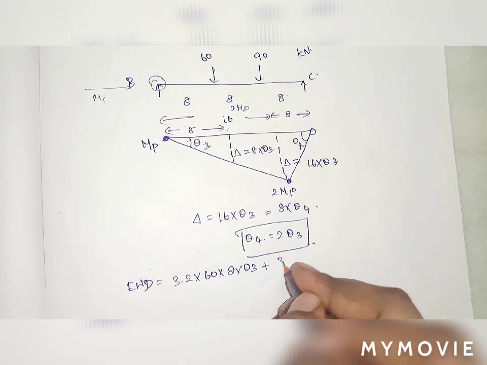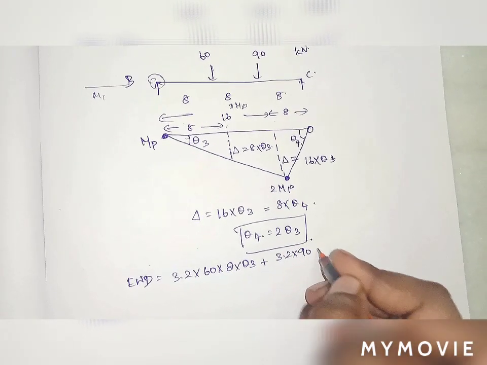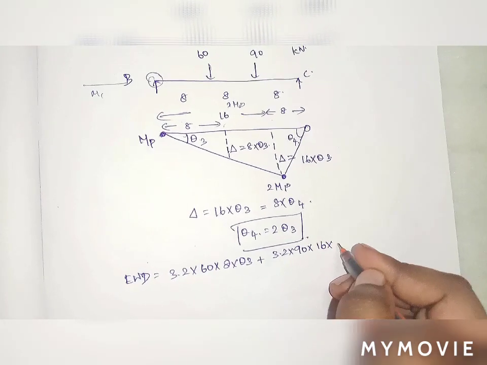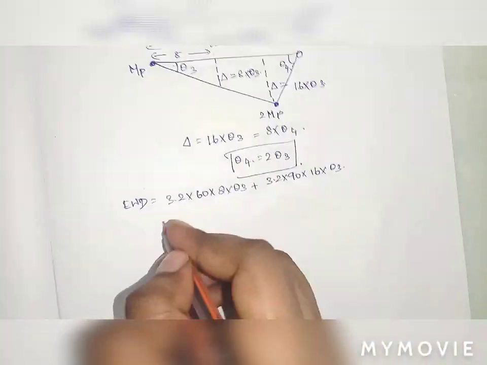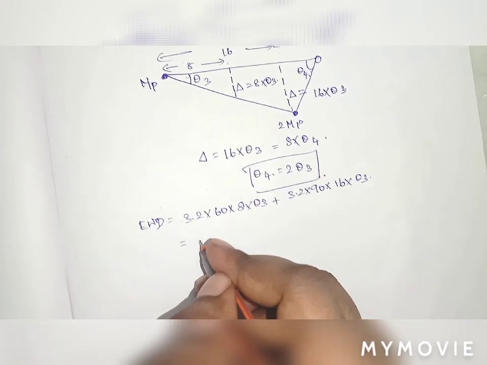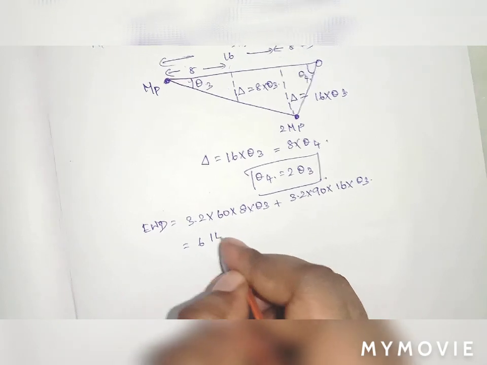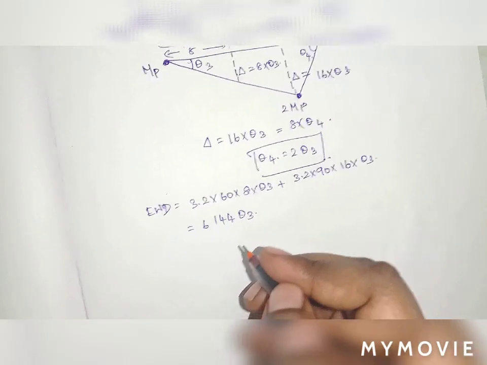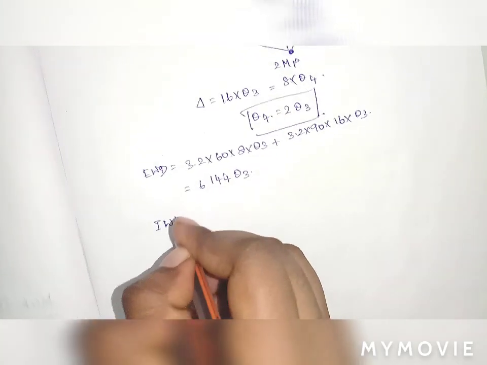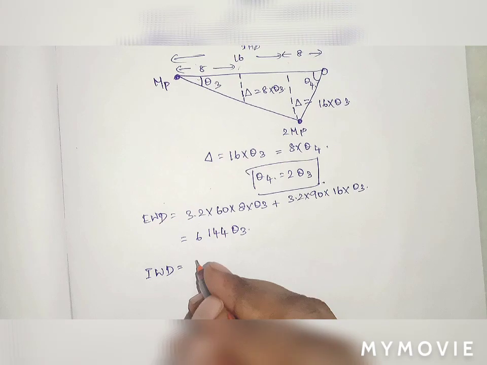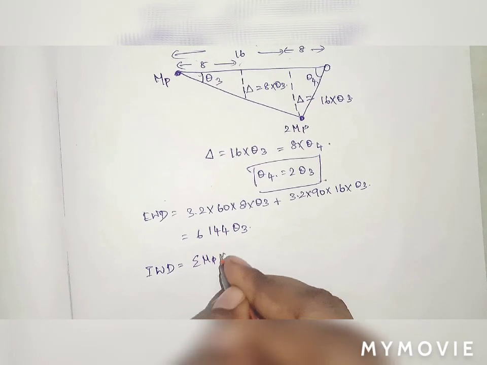Plus the second load 3.2 into 90 into the deflection is equal to 16 into theta 3. Hence you will be getting external work done as 6144 theta 3. The next thing, internal work done. Internal work done is equal to the sum of the plastic moment into rotation.